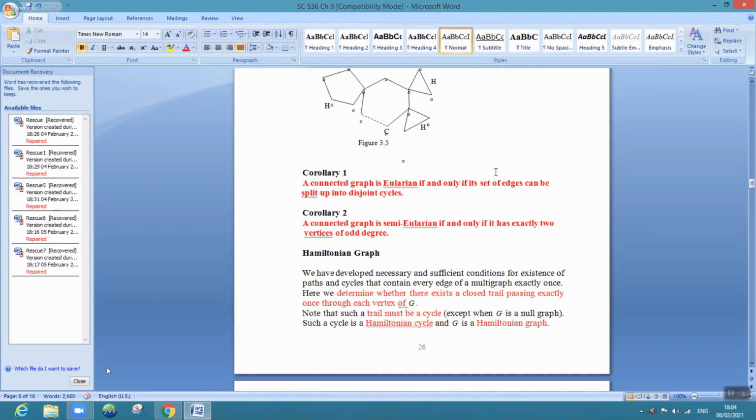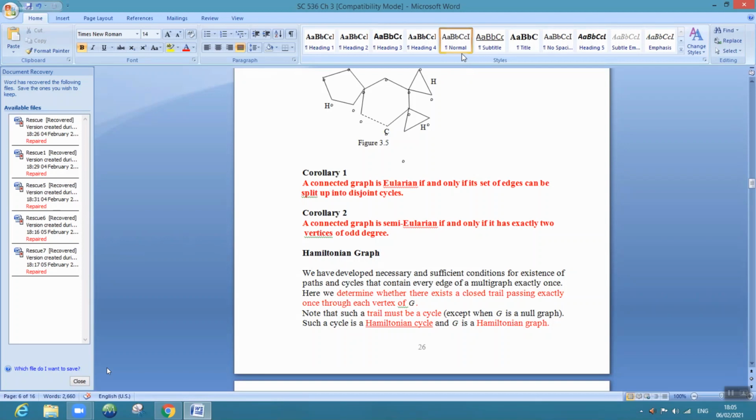Then there are two corollaries. The first corollary is what I mentioned earlier: a connected graph is Eulerian if and only if its set of edges can be split up into disjoint cycles. Even here you can see, if you split, you pull out this triangle, this one out, this one out. And a connected graph is semi-Eulerian if and only if exactly two vertices have odd degree. These are the properties of Eulerian graphs.